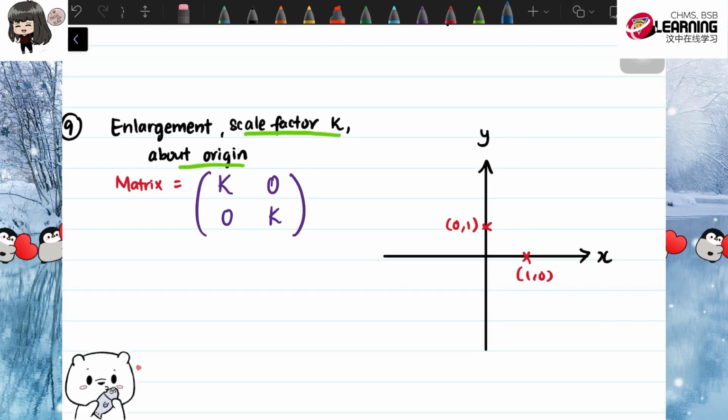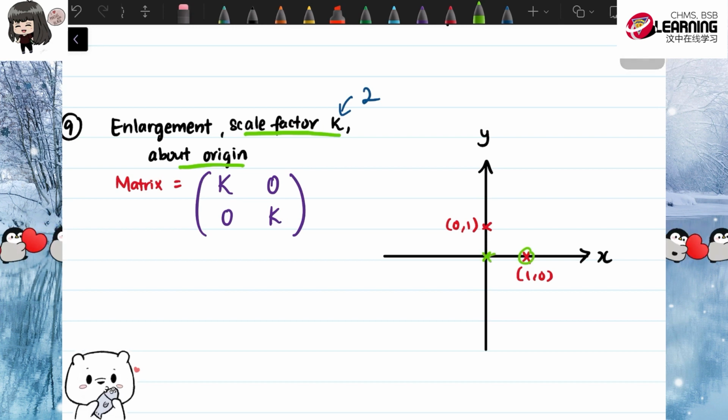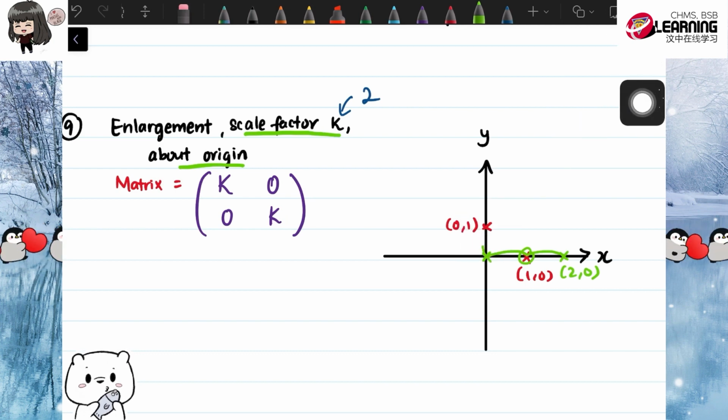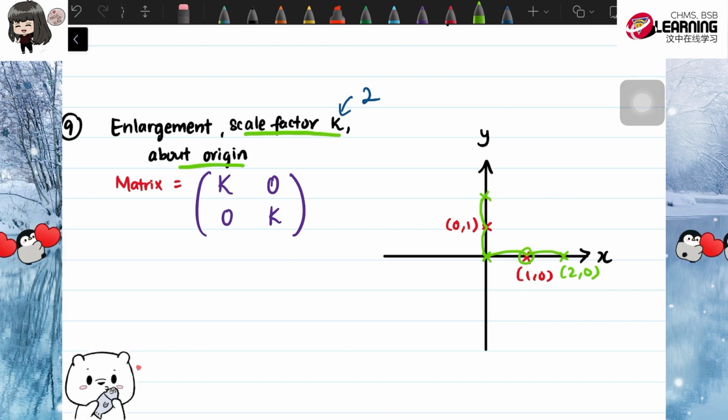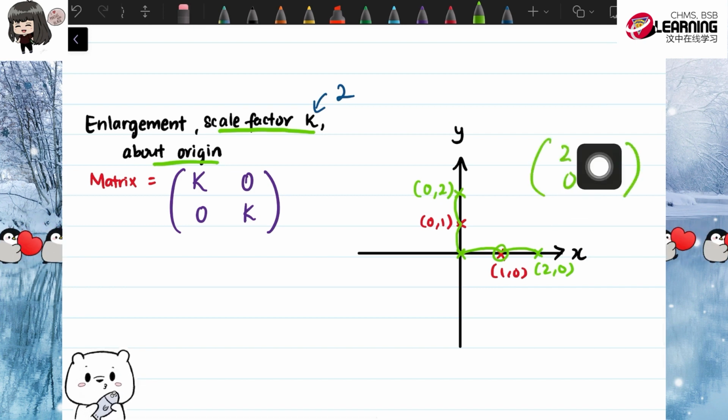Let's say my scale factor is 2, it means it will become bigger, 2 times the size. So if I want to enlarge this point from the origin, it will become 1, 2, double. So it will be here at 2, 0 now. And if I enlarge this point, it will go from 1 to 2, here at 0, 2, right? So it will be 2, 0, 0, 2. Can you see that? 2, 0, 0, 2.